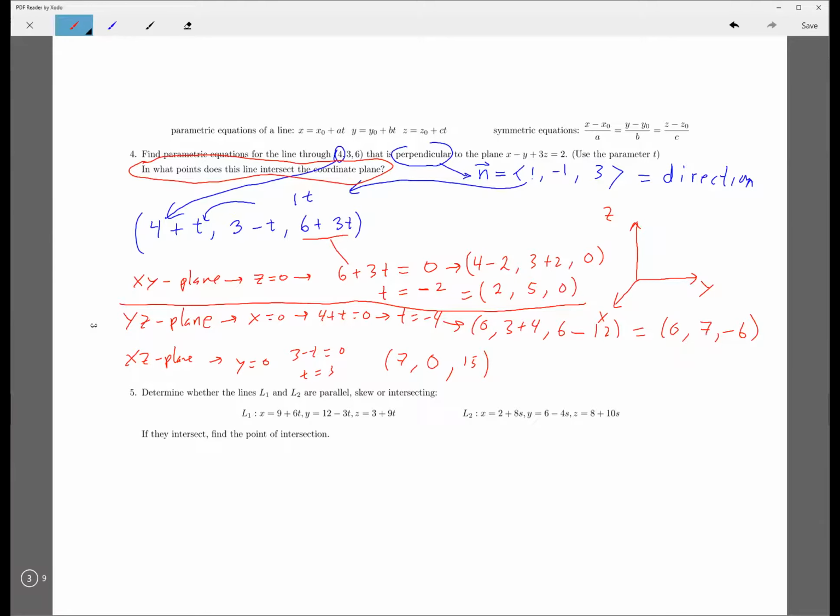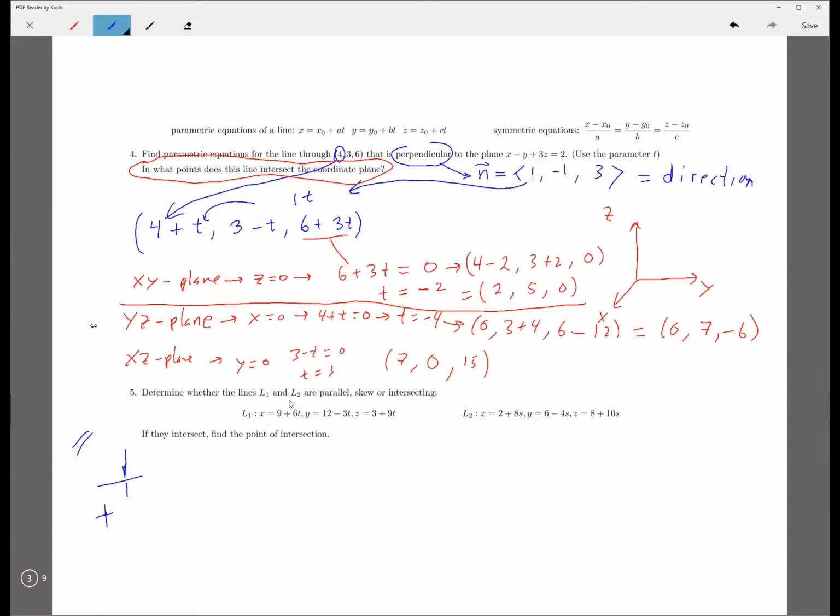So number 5, it says determine whether the lines L1 and L2 are parallel, skew, or intersecting. Okay, so you know that if you have 2 lines in space, then they could be parallel to each other. But then one of them could be like this, another one like that, but underneath it. And that's skew. Or they could just be on the same plane and intersect. Okay, so either parallel or skew or intersect somewhere.